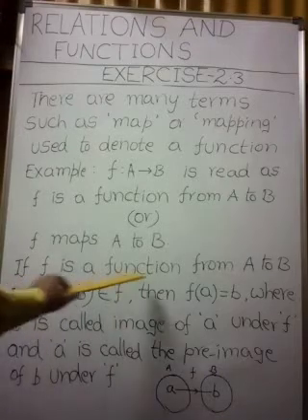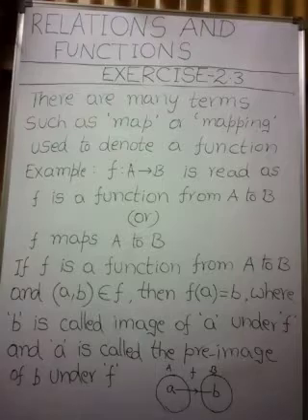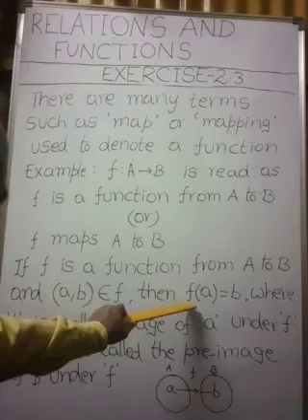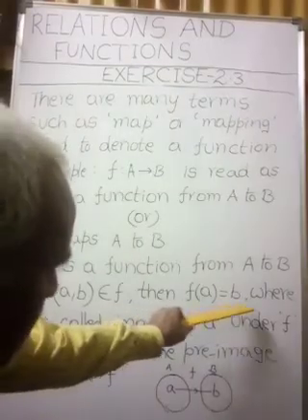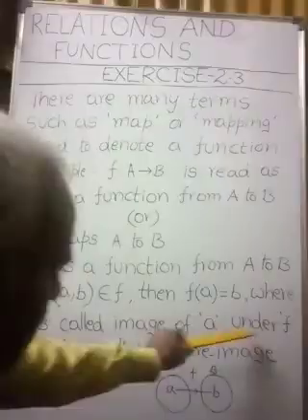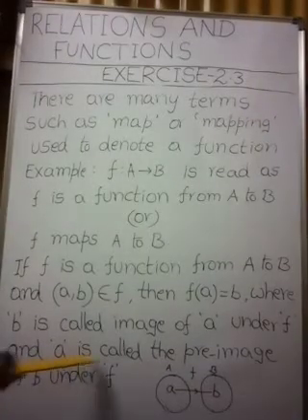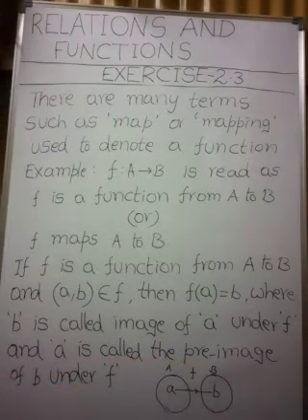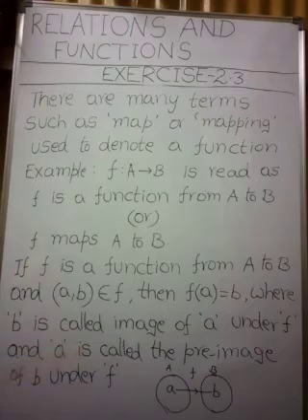If f is a function from A to B and ordered pair (a, b) belongs to f, then f(a) = b, where b is called image of a under f and a is called the pre-image of b under f. Understood, my dear children? Suppose ordered pair (a, b) belongs to f.